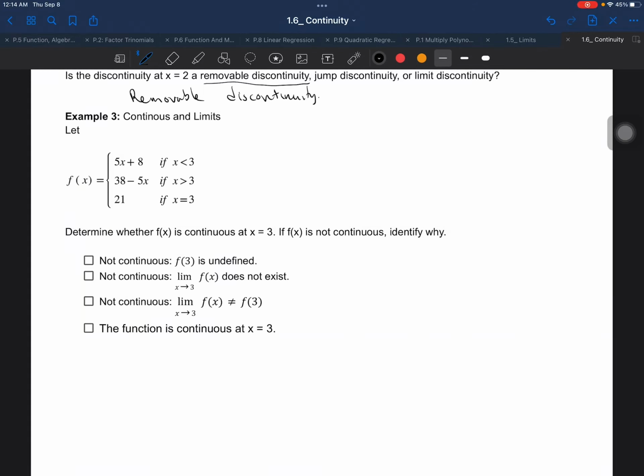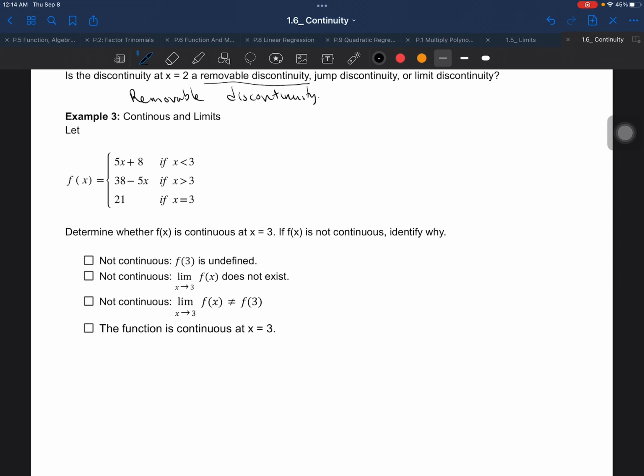All right, so lastly here we have the last example. We're going to determine, by giving this function, whether it is continuous at x equals 3. If f is not continuous, identify which rule is violated. So first of all, let's determine whether this is continuous or not by checking each one.